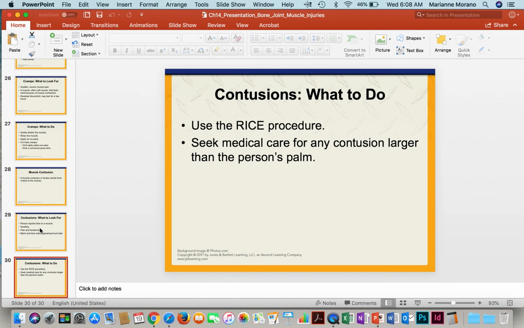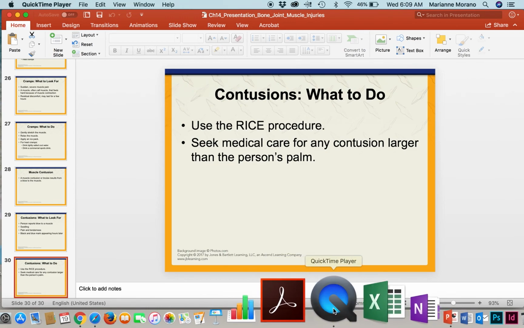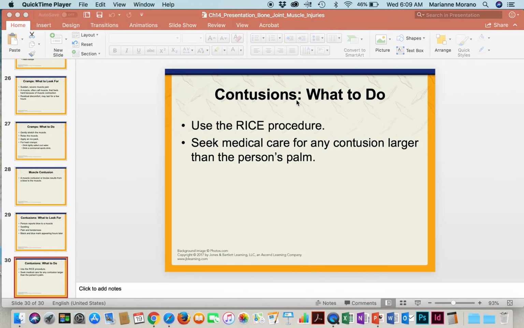And that is it on Chapter 14. Again, this is a brief overview, so please refer to your chapter and any other materials in this week's learning module to help you understand more about bone, joint, and muscle injuries.